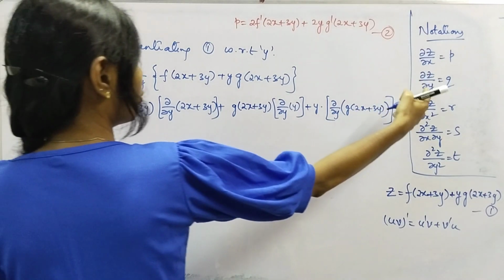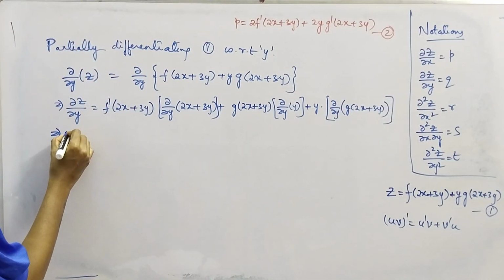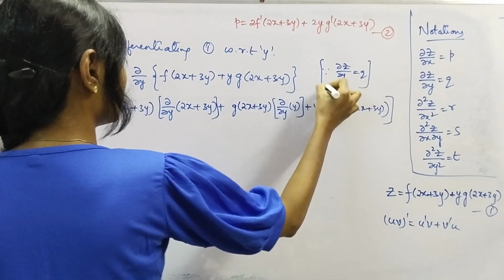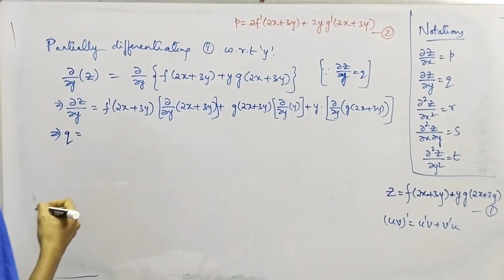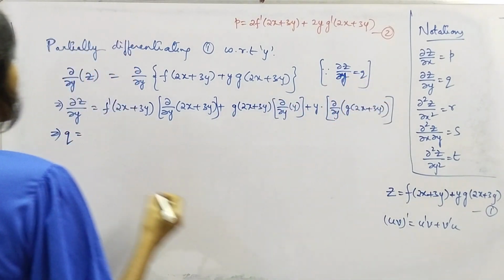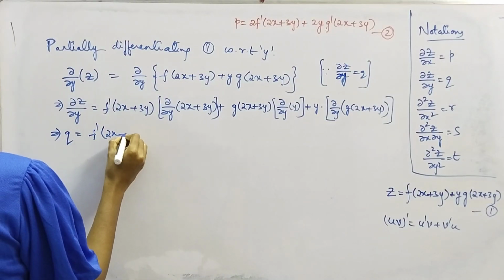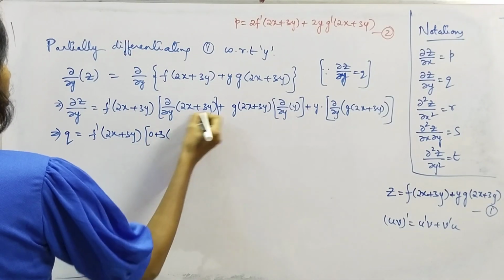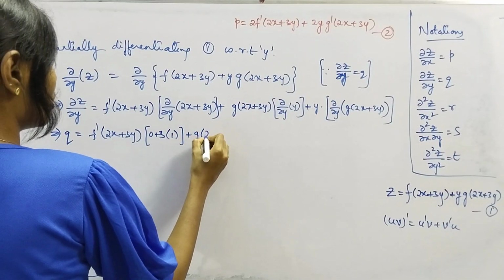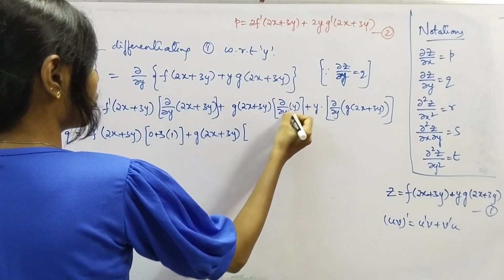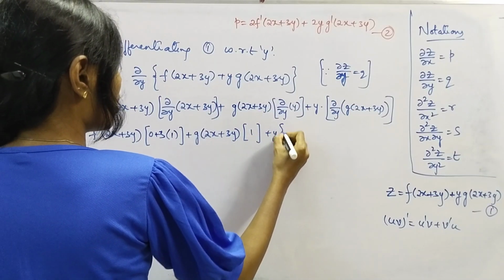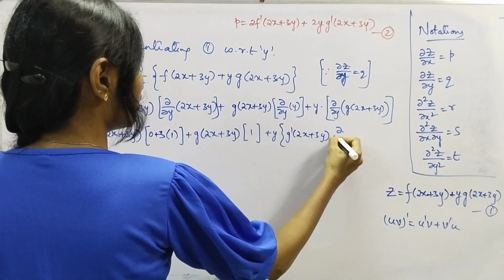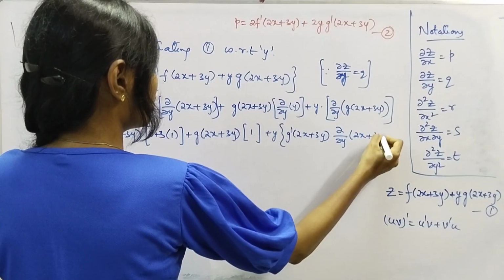Since we know that dou z by dou y can be replaced by the notation q, you'll get q equal to f dash of 2x plus 3y into partial derivative of 2x with respect to y is 0 plus 3 into partial derivative of y with respect to y is 1, plus g of 2x plus 3y into partial derivative of y with respect to y is 1, plus y times partial derivative of g of 2x plus 3y is g dash of 2x plus 3y into inner derivative dou by dou y of 2x plus 3y, right?